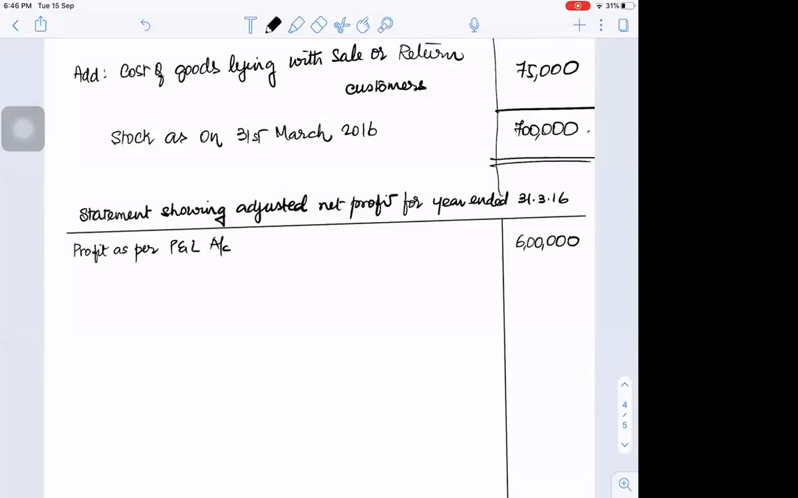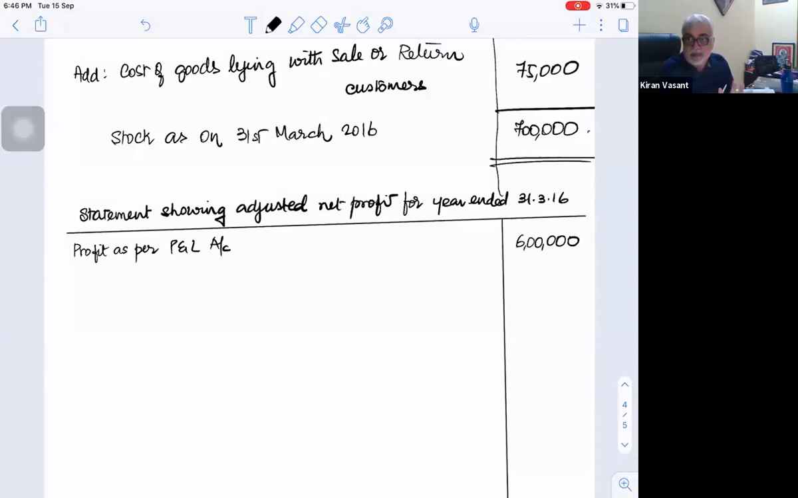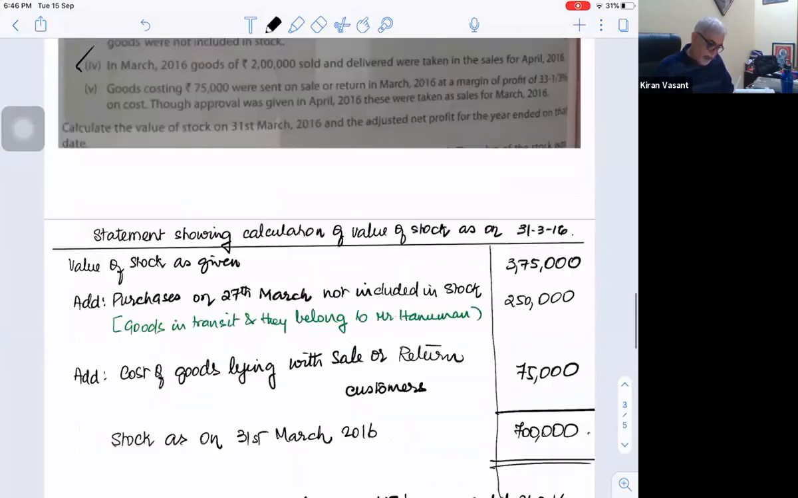Yes, sir. An increase in opening stock decreases my profit. An increase in closing stock increases my profit. Is that clear? Keep that indicator in mind and then we'll approach each point. First point.